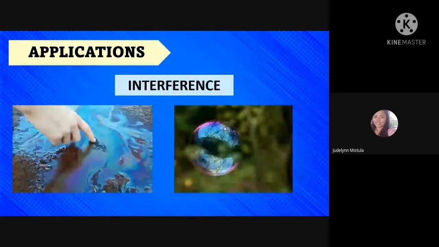Next we have interference. What do you see? In the first picture, we can see that the soil has a liquid with different colors. Have you seen or experienced such an event? If you have spilled to the land a certain oil or kerosene or gasoline, then probably you have seen such an event. In the second picture, we can observe that there is a bubble of soap with different colors around it. Again, these two pictures can be explained by interference of light.